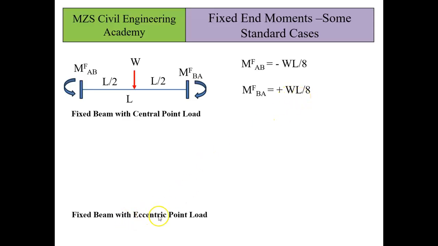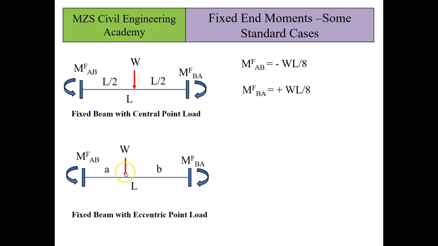Now the second case is a fixed beam with eccentric load. Here the load is placed at an eccentric distance. Let us say it is at a distance a from the left hand support and b from the right hand support. In this case, the moment at end A, MF AB, will be equal to minus W a b square by L square. We can remember this with a relation: it will be 1 times the near end and square for the far end, divided by span square.